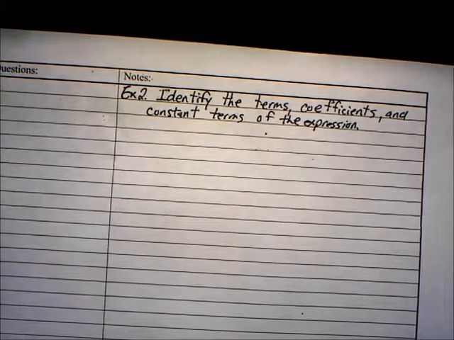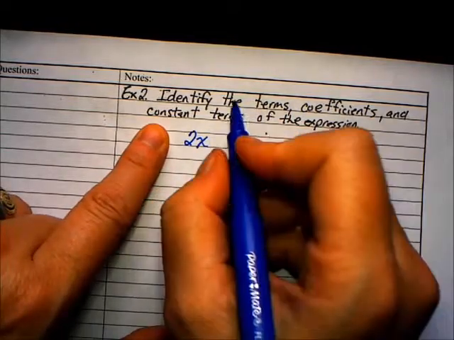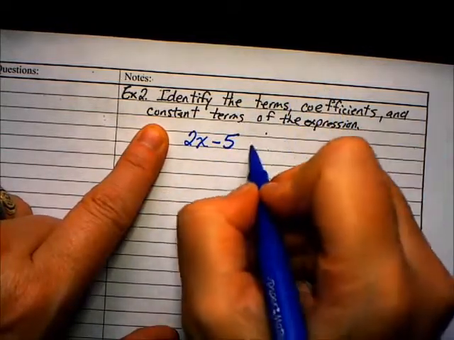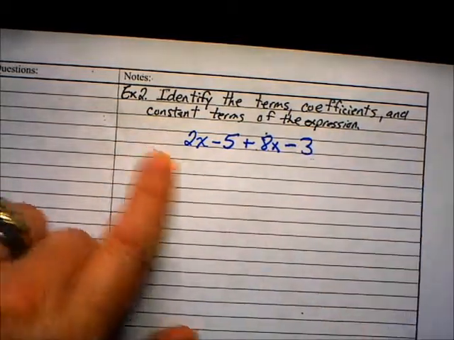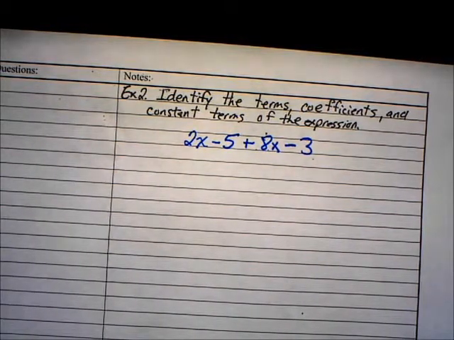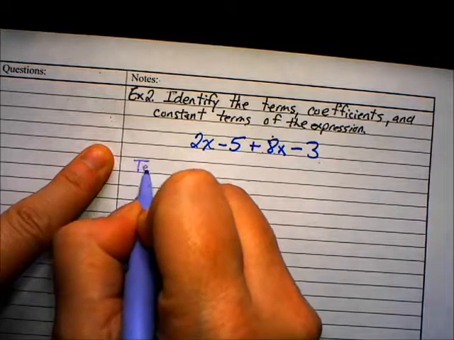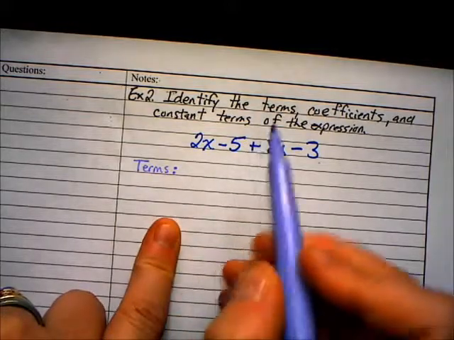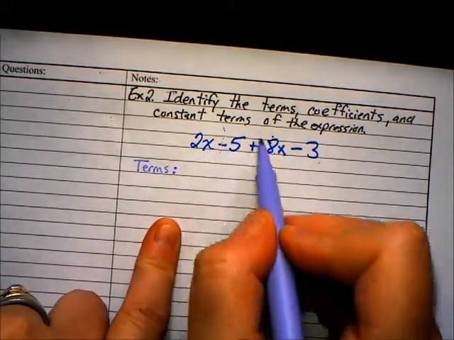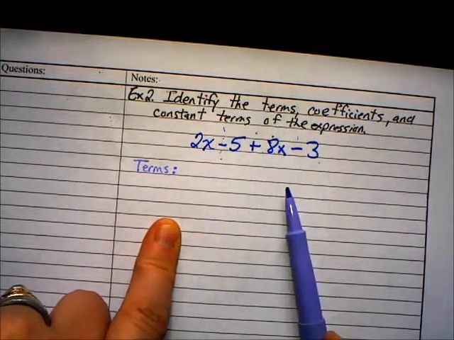If I give you the expression 2x minus 5 plus 8x minus 3. Here's a long expression. It has 4 terms in it. So if I'm going to actually do the first step, which is identify the terms, I'm first going to write the word terms, put a colon, and now I need to write each one of these items. Realize terms are separated by your plus and your minus sign. So it's like I'm putting lines between each one of those and writing them down here.